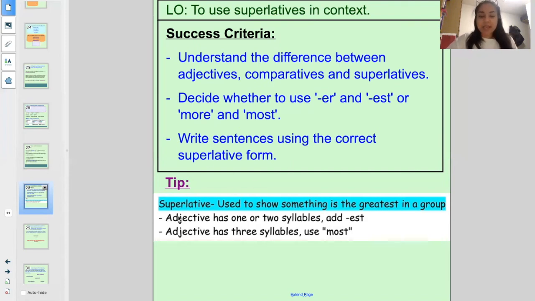Okay, now here's a tip, and this will be on your assignment today, but let's go through this together. I'll read it to you in case you might have difficulty. So it says, for superlatives, they're used to show that something is the greatest in a group. Okay, we understand that, that's great. Now here's a tip. For an adjective that has one or two syllables, add est as your suffix. Okay, so an adjective that has one or two syllables.